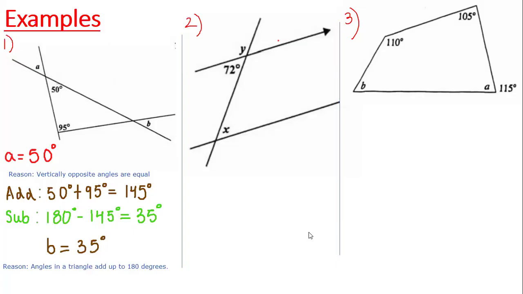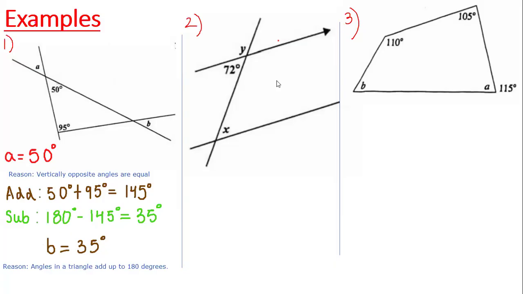Dion, where's Dion? Yes, sir. Dion, you understand how we got this answer? Yes, sir. Okay, good. All right, good. So let's go ahead and do number 2.